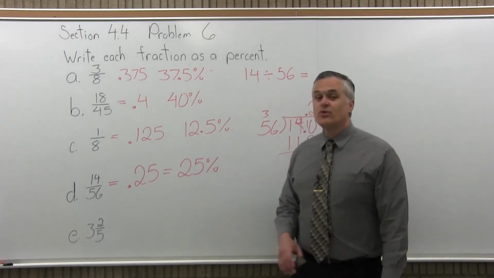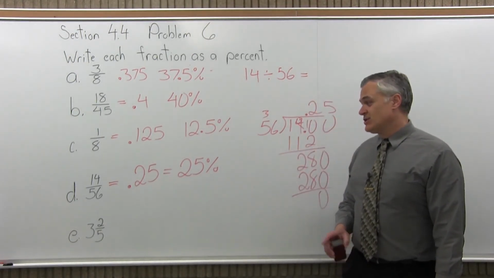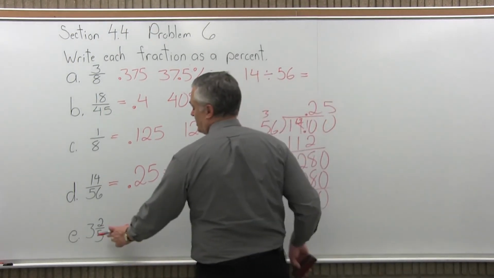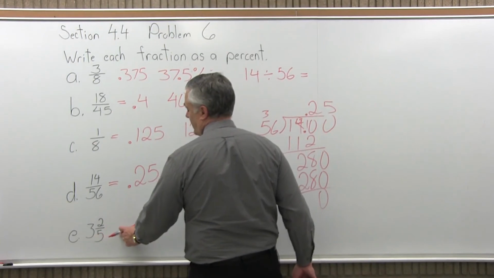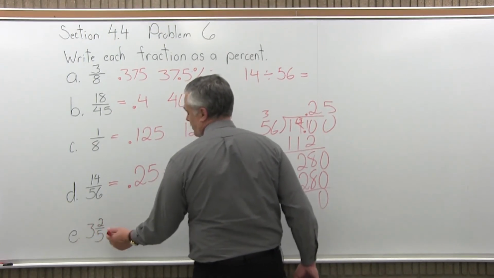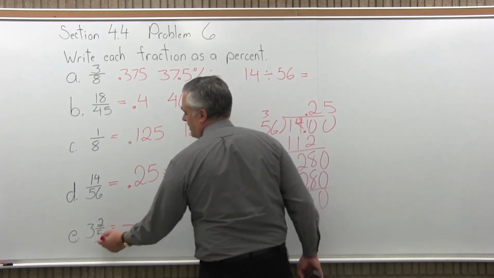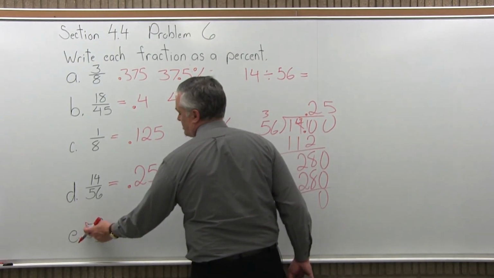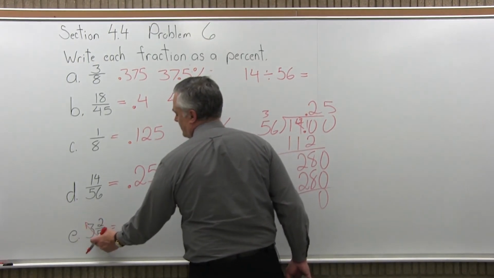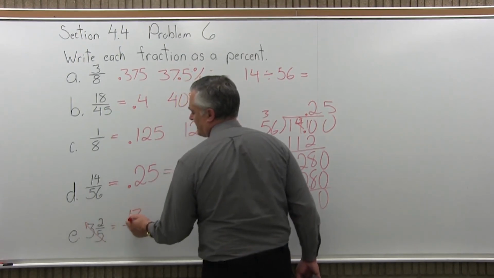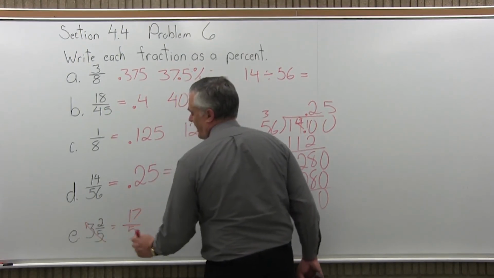And the last one, 3 2/5. So notice because of the 3, that changed it. The 5 I really can change into a 100 if I do times 20. But because of the 3 in front, I have to do something with that. So let me do this. Let's write it as an improper fraction. 5 times 3 is 15. And then 15 plus 2 more is 17. So I have 17 over 5.